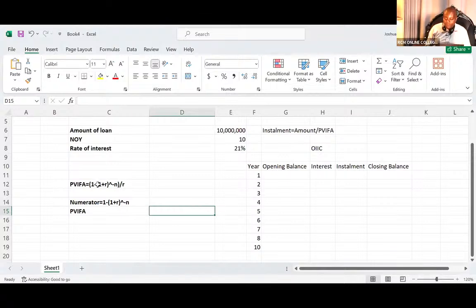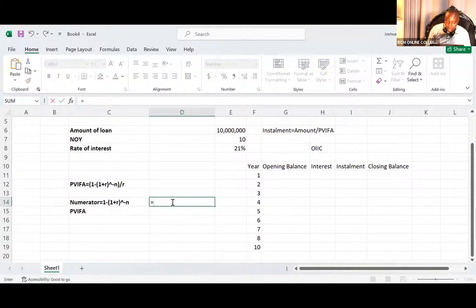Look at the formula here for PVIFA. How do we get PVIFA? To get PVIFA, it is 1 minus (1 plus R) raised to negative n, and then everything I divide by R. Everything in the numerator is divided by R. But first, it's good you start by getting the numerator by the side, this one here. So how do we get the numerator? It is 1 minus (1 plus R) raised to negative n. So this is what we are doing.